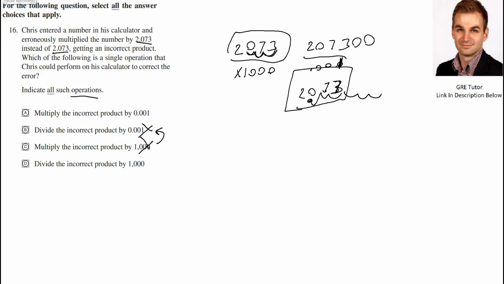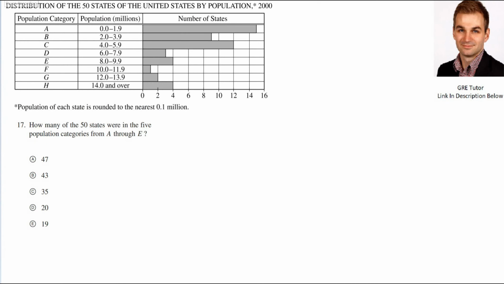And that's not good. And then if you divide the incorrect product by 1,000, dividing it by 1,000 is moving the decimal over 3 places. That's good. Okay, so this one works. And this one works. Which means your answer is going to be A and B. Okay, so why don't you pause the video and try and do the problem, and then after you've given an attempt, we will go through it together.